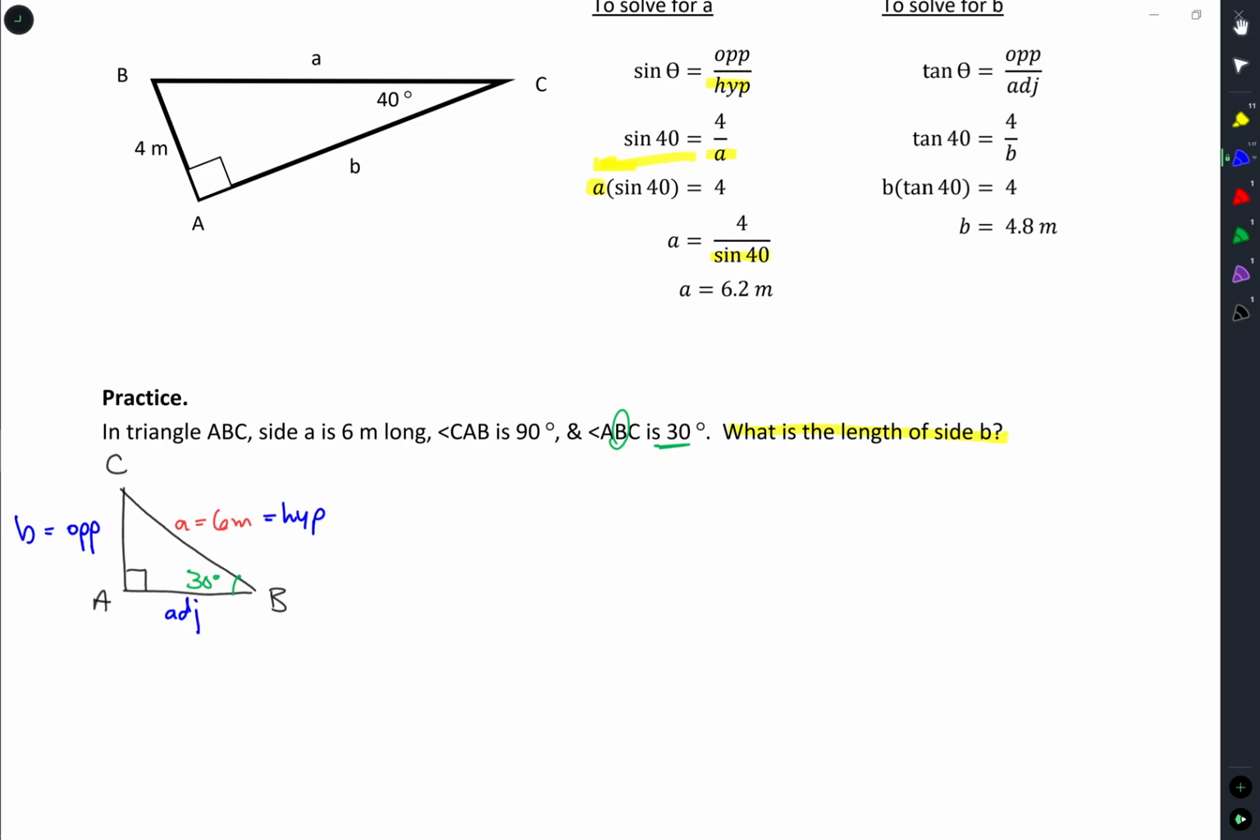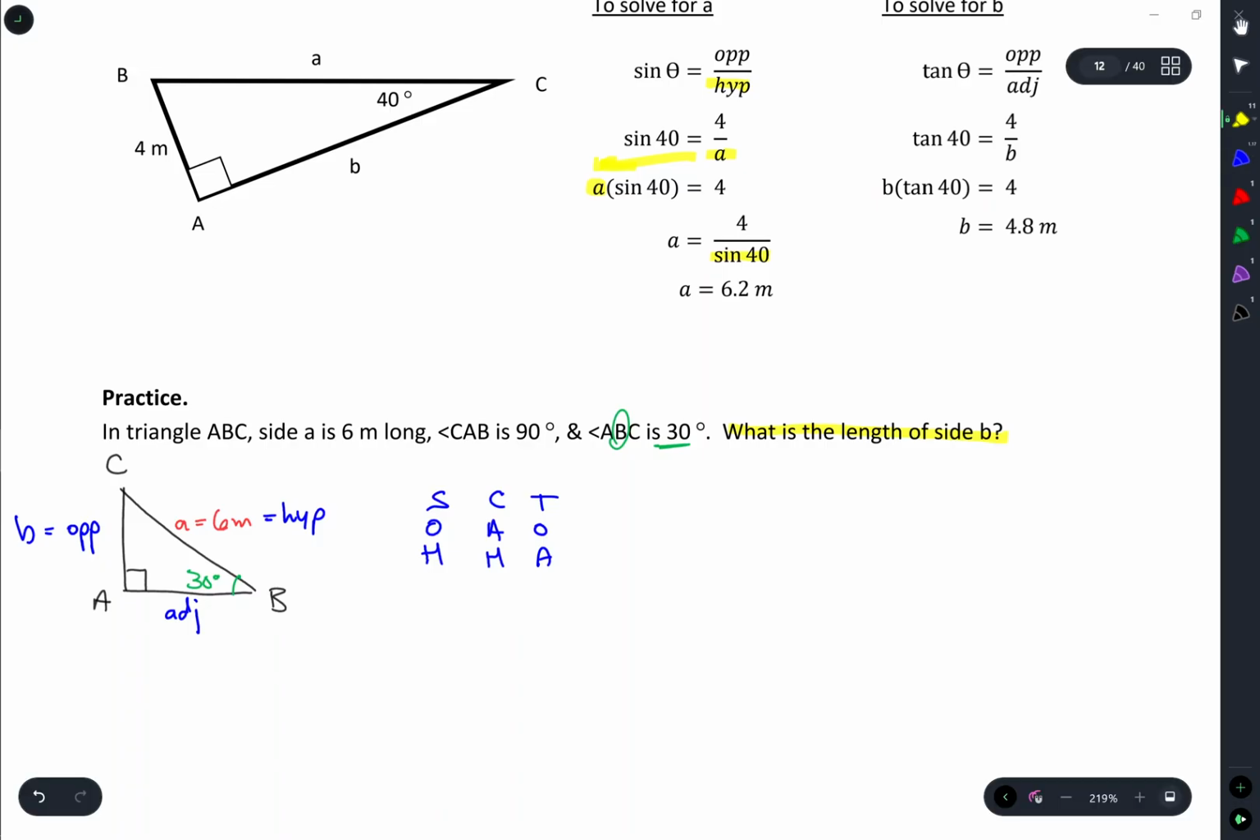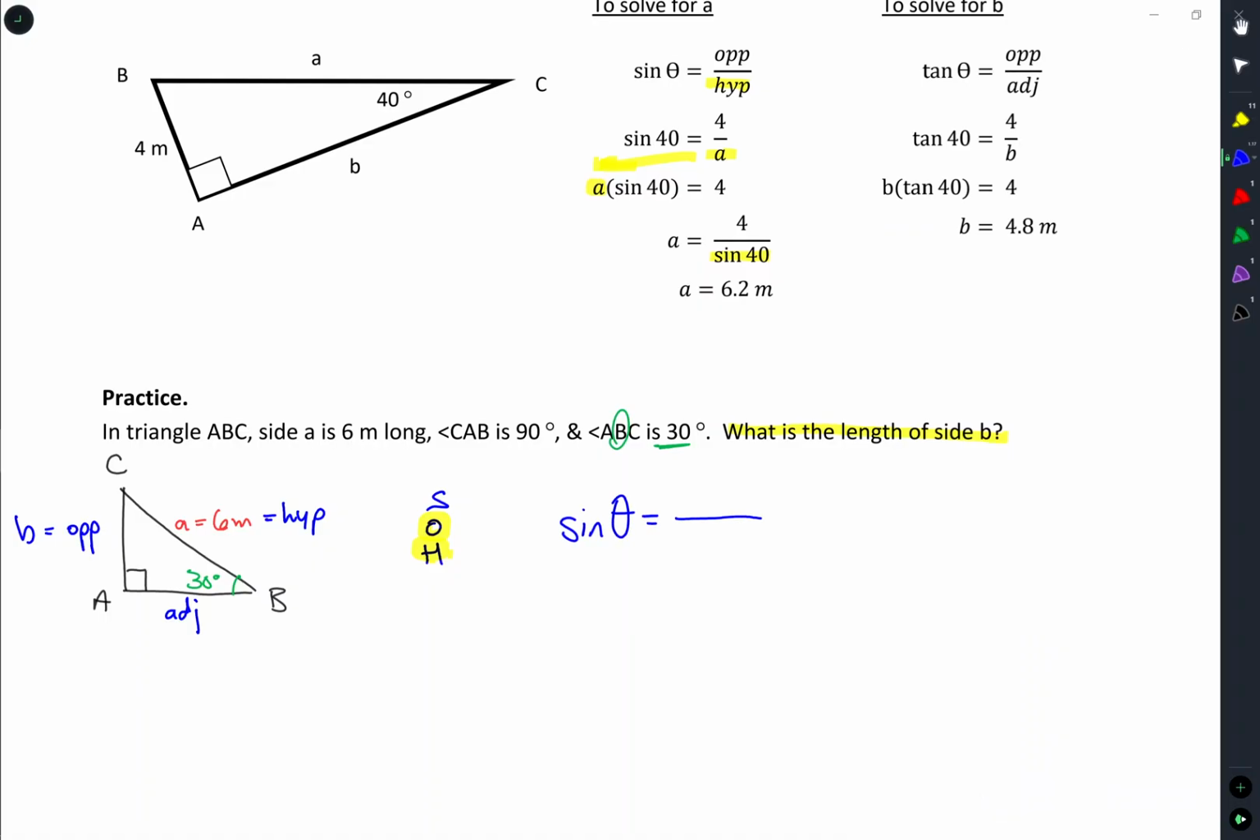Well, there we are. So we know something about the hypotenuse, we know something about the opposite. I want to think about what identity do I use. Do I use SOH, CAH, or TOA? Well, we know the hypotenuse. So it's this one or this one, sine or cosine, and we want the opposite. So it must be sine. So let's get rid of these ones, and we are going to start with sine of theta is the opposite over the hypotenuse.